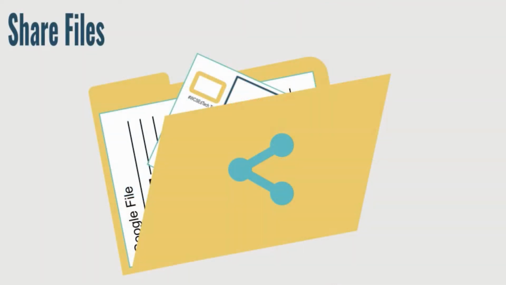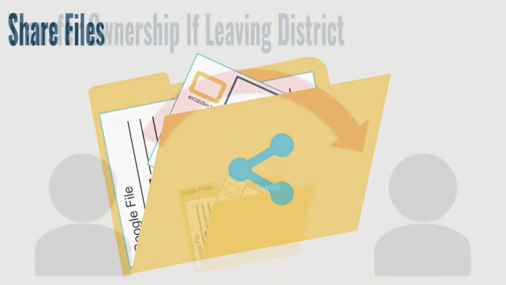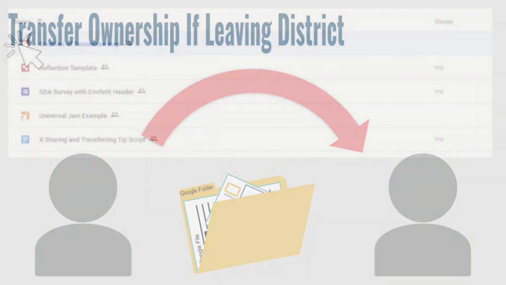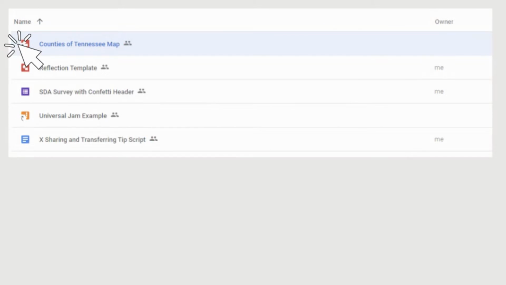First, let's take a look at the files in our Google Drive. We may want to have a conversation with our PLC, grade level, or content area team members to find out just which files they want to be certain are available for access. This may just mean sharing the file, but it also might mean transferring ownership in the case of someone leaving the district. Next, we can select multiple files for sharing in a couple of ways.